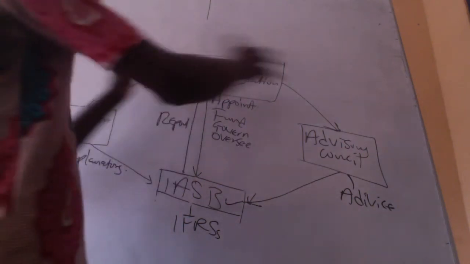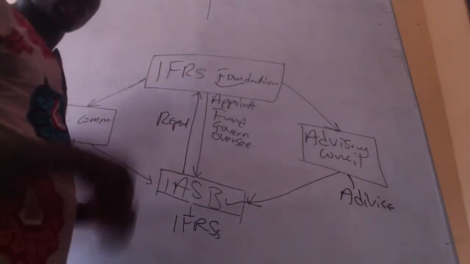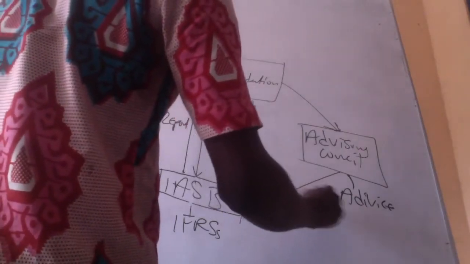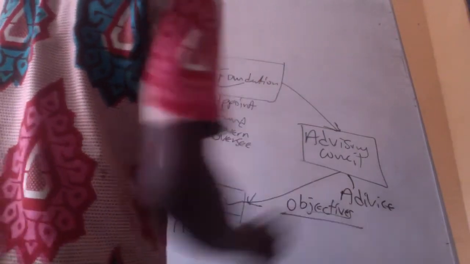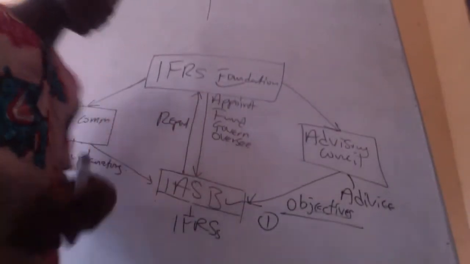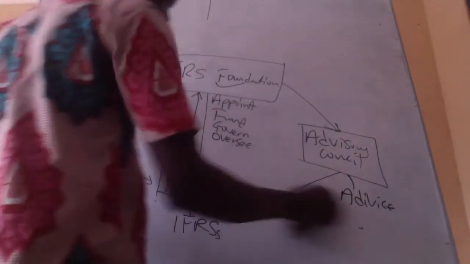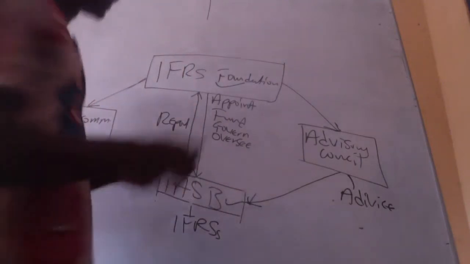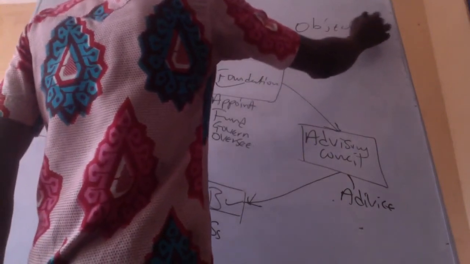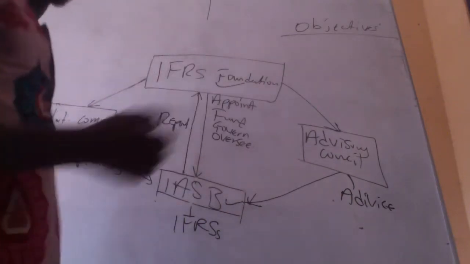Now that you know their functions, what are their objectives? In fact, the board and the IFRS Foundation have a common objective. I'll give you 3, please add 2 to it, making 5. Objective number 1. Let me write it at the top there, because there's some space. Objectives of the IASB or the IFRS Foundation.